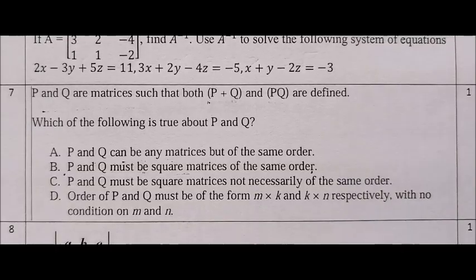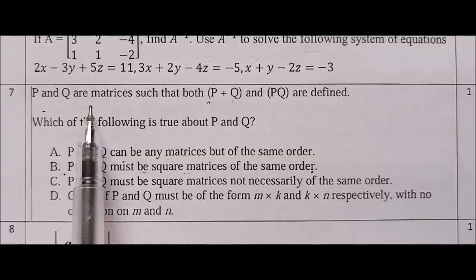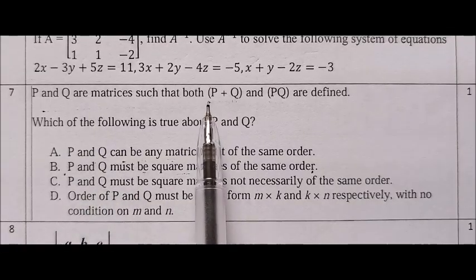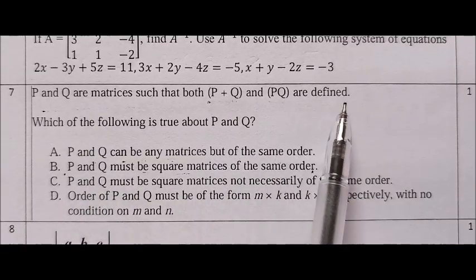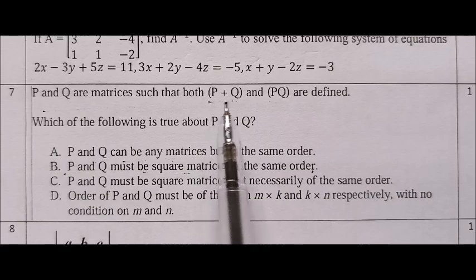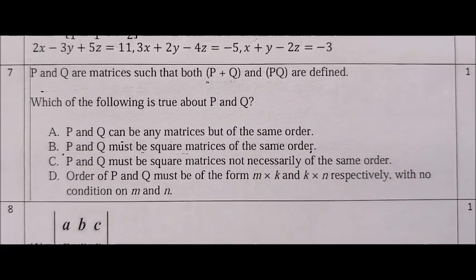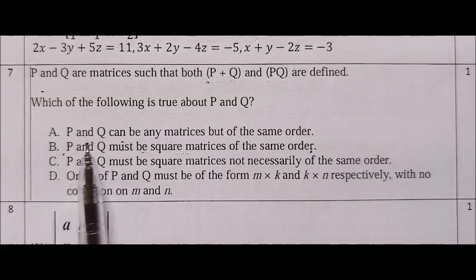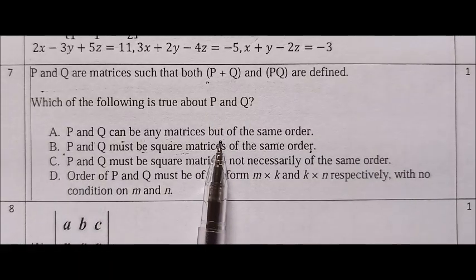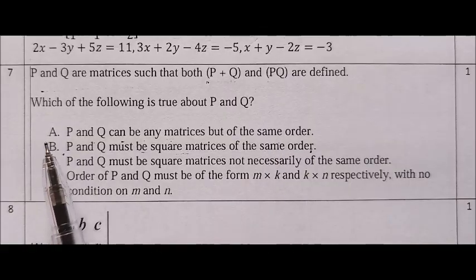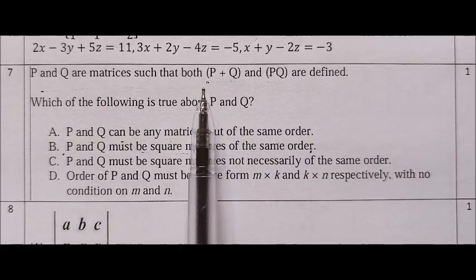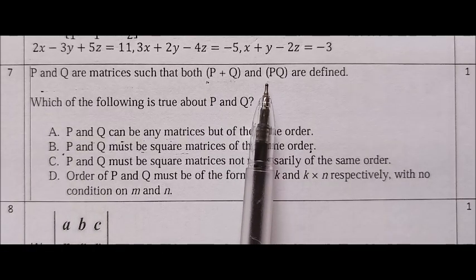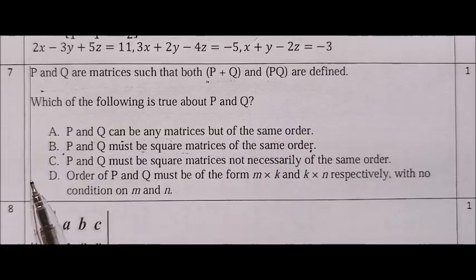In question number 7, there are two matrices P and Q such that both P plus Q and PQ are defined. That means the sum of two matrices and the product of two matrices are defined, and which of the following about P and Q is true? First one: P and Q can be any matrix but of the same order. If A is true, that means P plus Q will exist, but we cannot say anything about PQ.